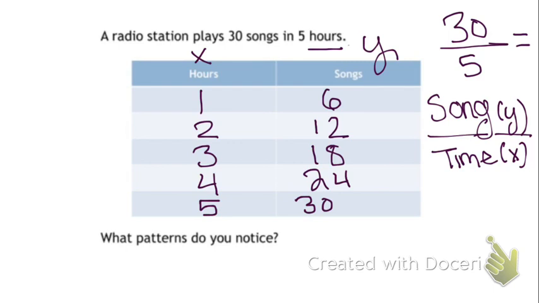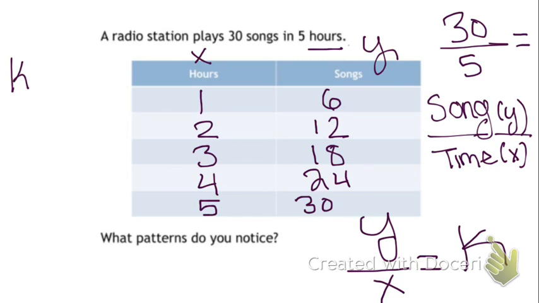Now let's stop to label what we just did. When we figured out the unit rate, when we divided y over x, we found the constant, because the constant and the unit rate are the same thing. So I want you to write this down. K is constant, and the constant is going to be the same thing as your unit rate. Now, this is also an equation that you are going to find on your reference chart. So in this case, our k, or our constant, is going to be 6.